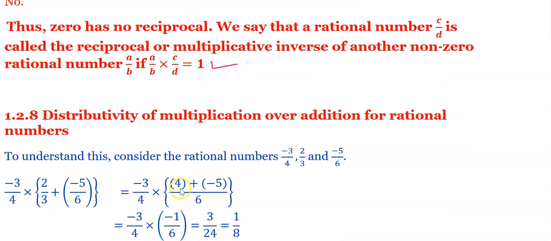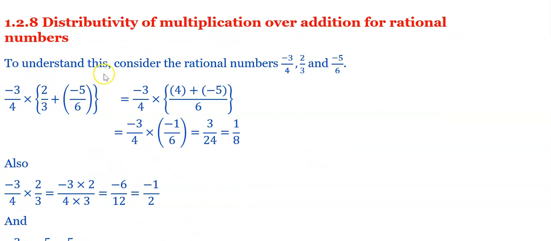Now the next, distributivity of multiplication over addition for rational numbers. To understand this, consider the rational numbers minus 3 by 4, 2 by 3 and minus 5 by 6. What is the distributivity of multiplication over addition? It means minus 3 by 4 into the sum, the multiplication over addition.